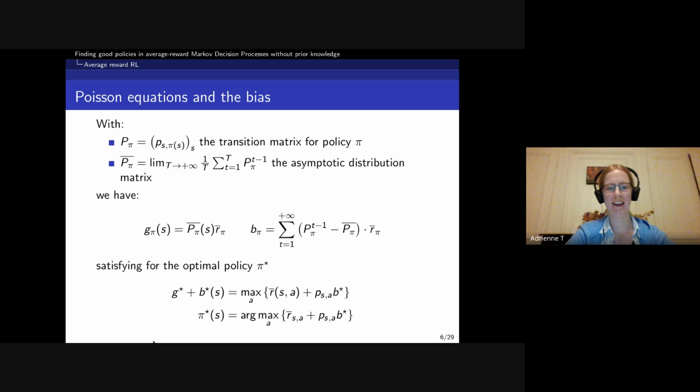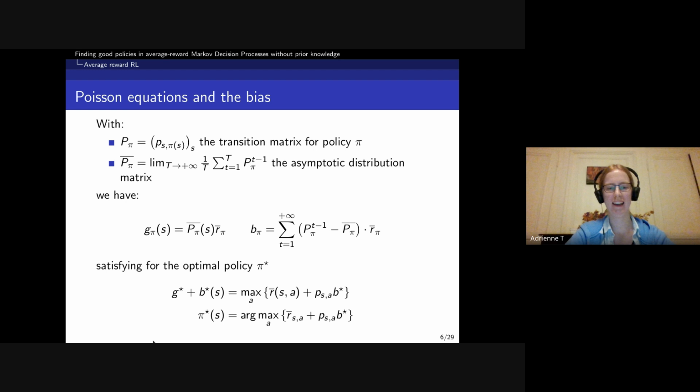So then all this setting, it's governed by a few equations. If you're familiar with the finite horizon or discounted settings, then you're used to the Bellman equations. And in the average reward setting, we call them Poisson equations. They're kind of the same. If you take P of pi, the transition matrix for a certain policy, you can define its asymptotic version, when you look at the Cesaro mean of the powers of that matrix.